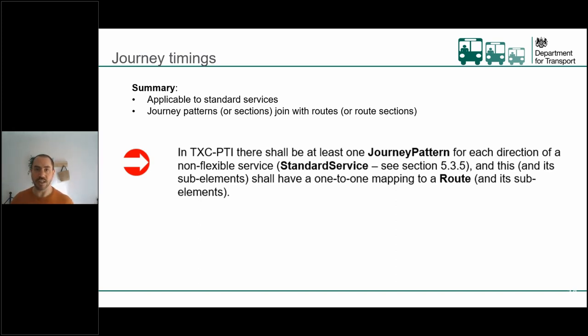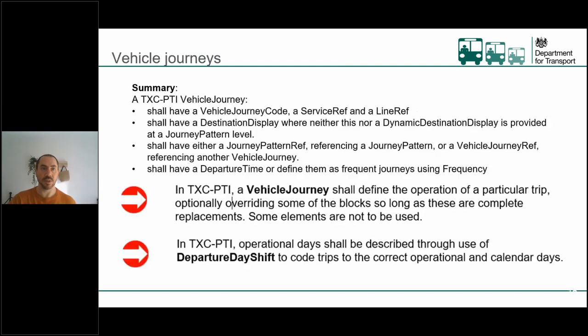So journey patterns here apply to standard services. And these will join up with your route information, so your routes or your route sections. Description here, what's mandatory: there should be at least one journey pattern for your inbound and one for your outbound. And these should have a one-to-one mapping to your route and sub-elements.